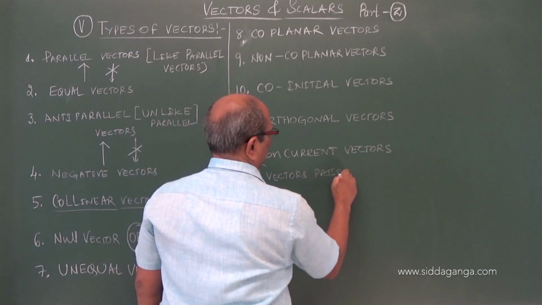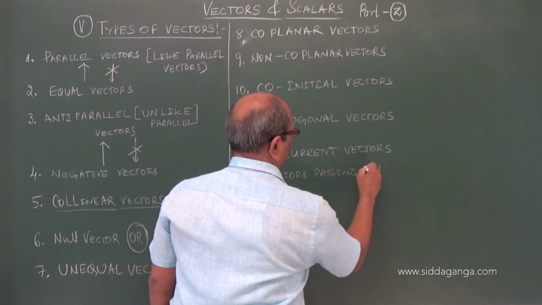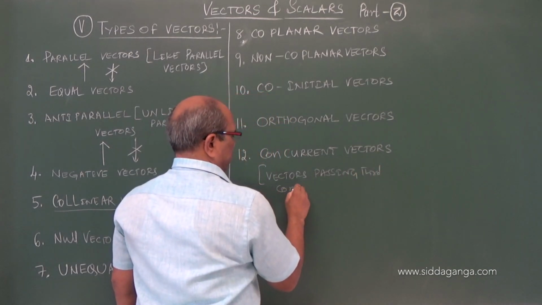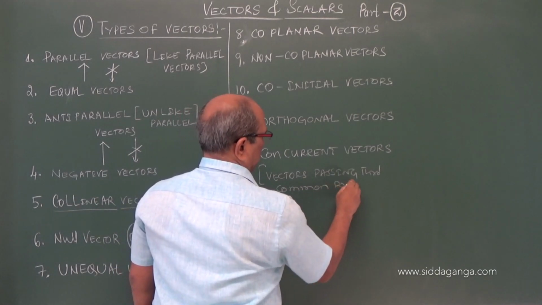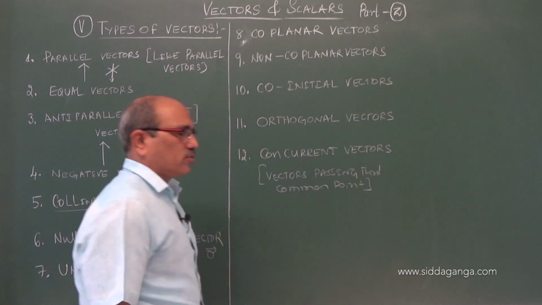Here, concurrent vectors means vectors passing through a common point are called concurrent vectors.